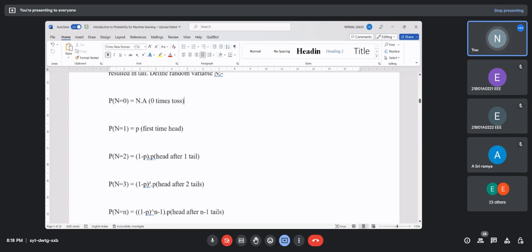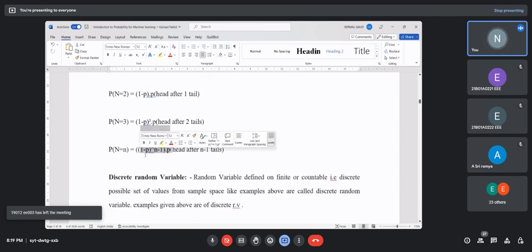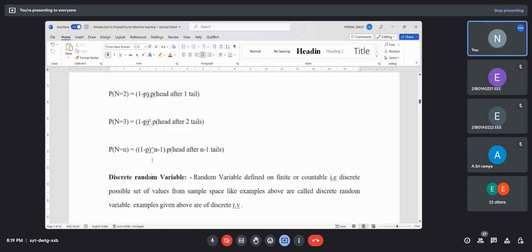So if I haven't done the tossing, there is no result. If I tossed once and head came instantaneously, P is the probability. If the head came after a tail, P into (1 minus P). If the head came after 2 tails, (1 minus P) squared into P, and after n minus 1 trials, this is the probability.